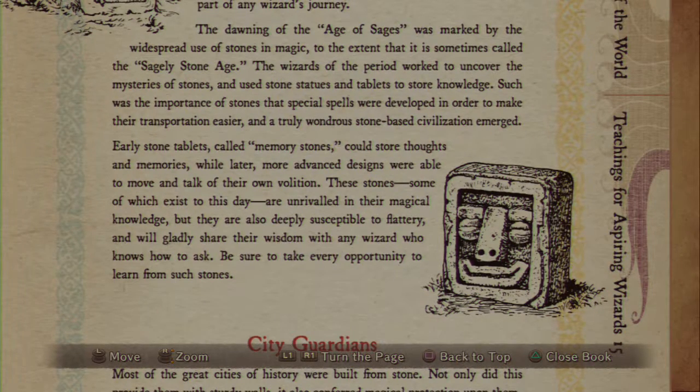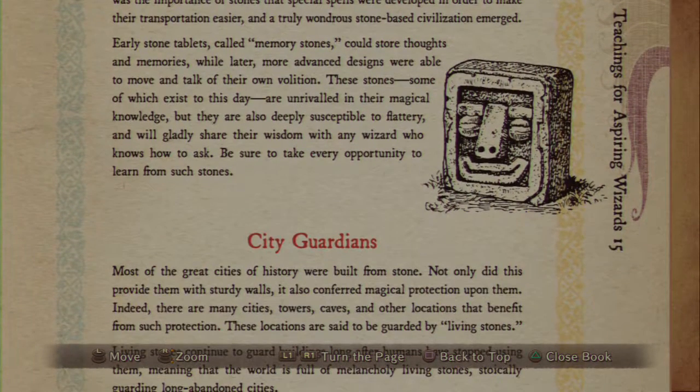Early stone tablets, called memory stones, could store thoughts and memories, while later, more advanced designs were able to move and talk of their own volition. These stones, some which still exist to this day, are unrivaled in their magical knowledge, but they are also deeply susceptible to flattery, and will gladly share their wisdom to any wizard who knows how to ask. Be sure to take every opportunity to learn from such stones.